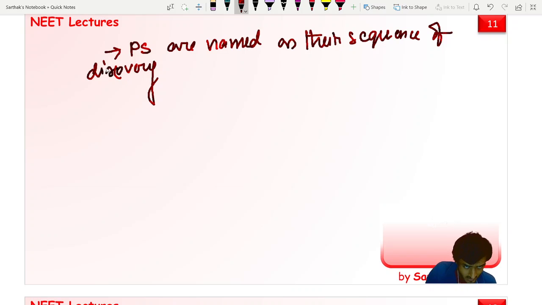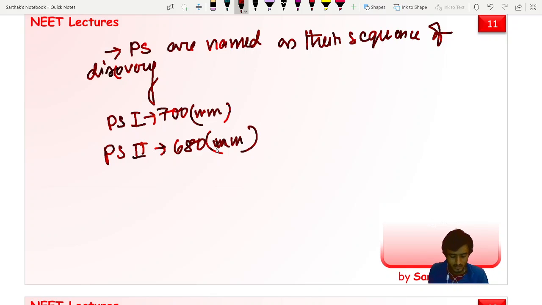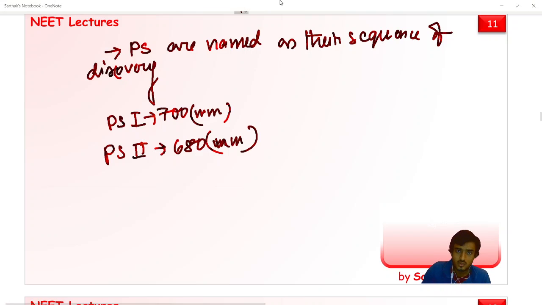That means photosystem 1, which operates at 700 nanometer, was discovered first, and then photosystem 2, which operates at 680 nanometer, was discovered in the second place. Okay, so this point is given in NCERT.